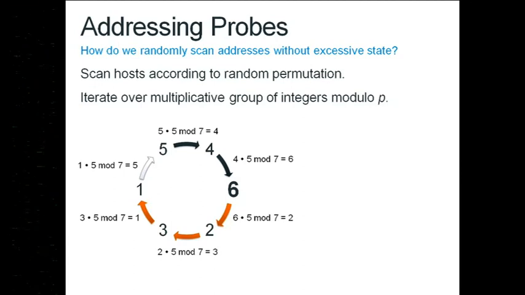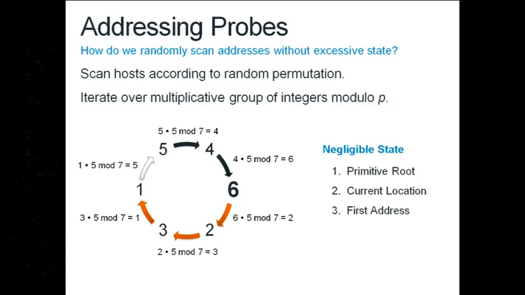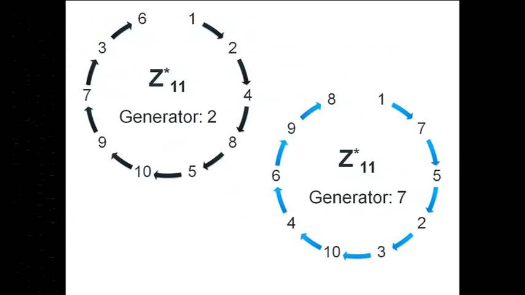What this allows us to do is, with just a negligible, constant amount of space, that is the primitive root that defines this multiplicative group, our current location within the group, and the starting address, we can enumerate the IP address space in random order. And if we want a different permutation, a different ordering, we can just vary the generator that we're using to define this. So with just a very, very small amount of state, we can get a nice random ordering of the IP address space.